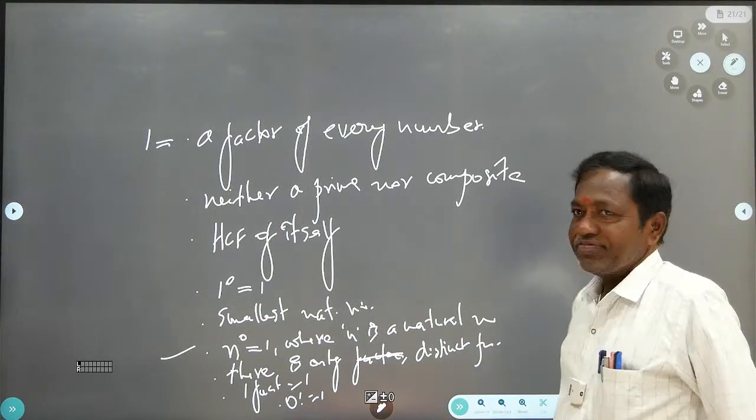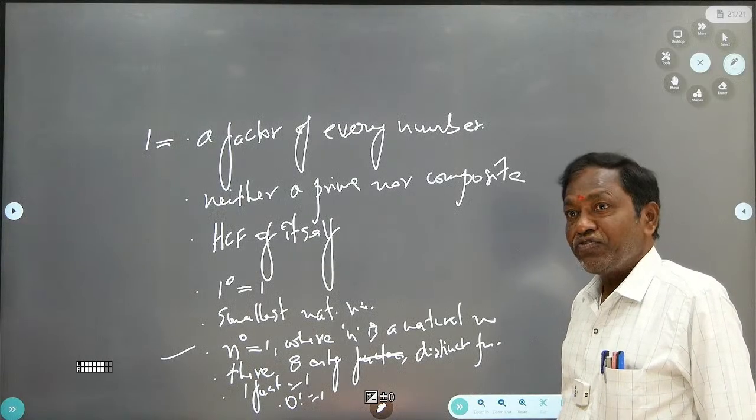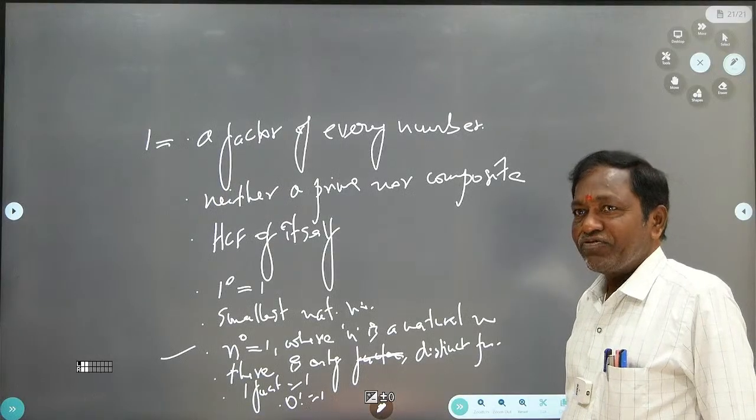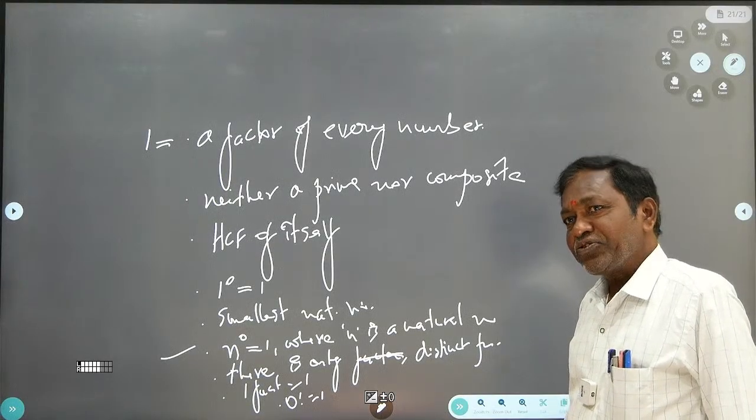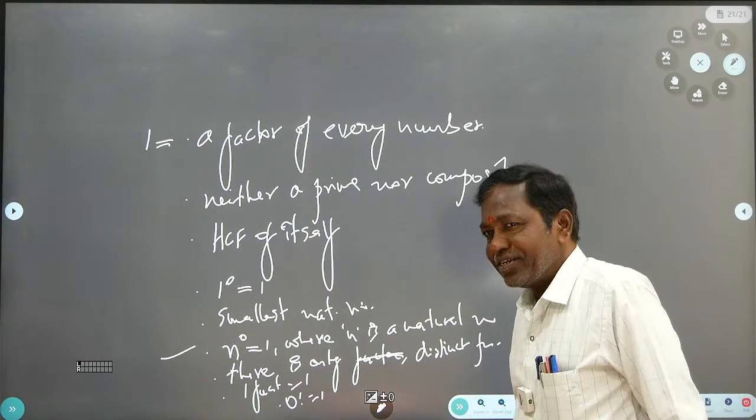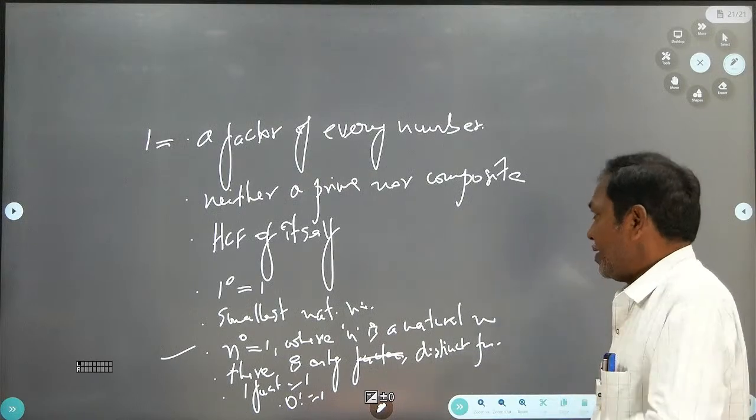So 0 factorial is equal to 1, and 1 factorial is also 1. 1 factorial everybody knows. The only thing is 0 factorial.